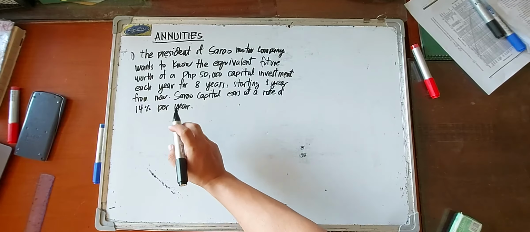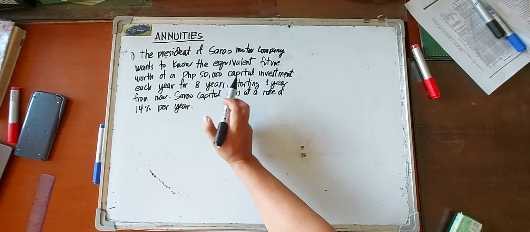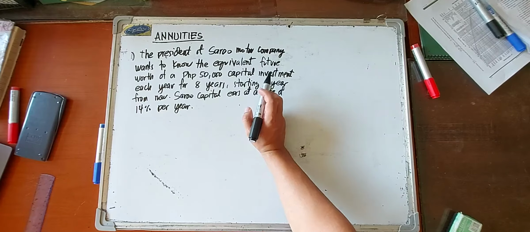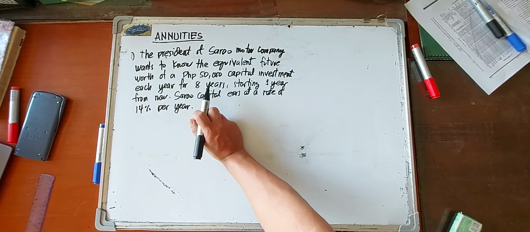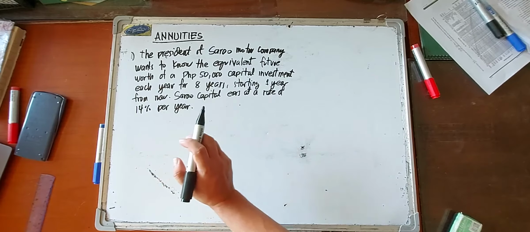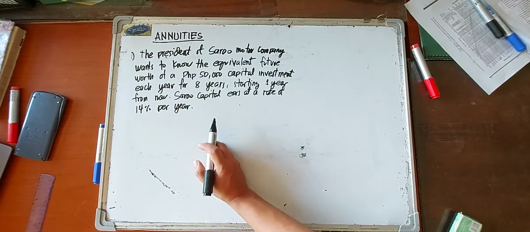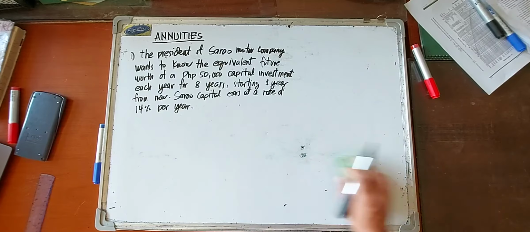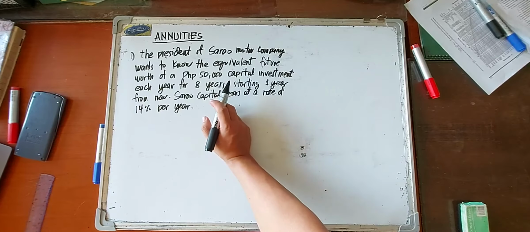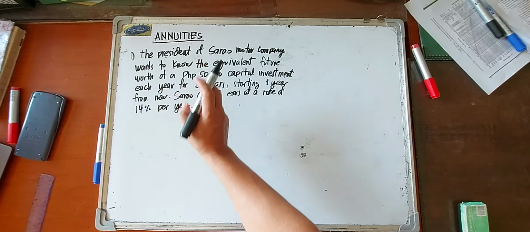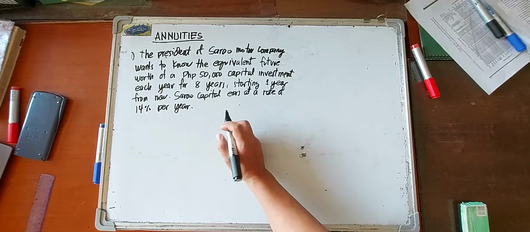Okay, so we have number 1. The president of Sarao Motor Company wants to know the equivalent future worth of a 50,000 pesos capital investment each year for 8 years. Starting 1 year from now, Sarao Capital earns at a rate of 14% per year. So meron tayong 50,000 capital investment each year. So mag-invest yung Sarao Motor Company ng 50,000 per year. Now, for 8 years.